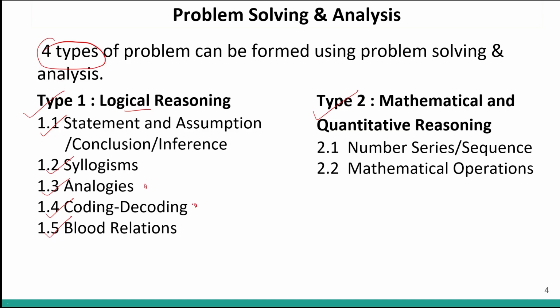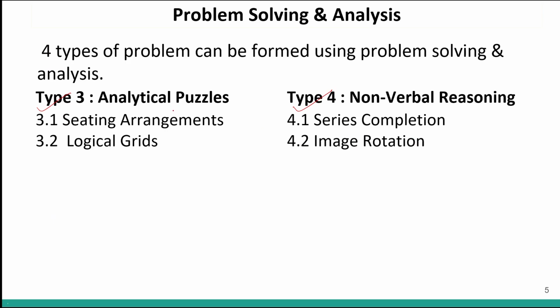Analogies and coding and decoding we have already done in detail. So this is just a quick recap for you. Then mathematical and quantitative reasoning, number series and sequence, and mathematical operations. Again, number series is also something that we have already discussed. Then we get analytical puzzles, that is seating arrangements and logical grids. And type 4 is non-verbal reasoning, which is series completion and image rotation.